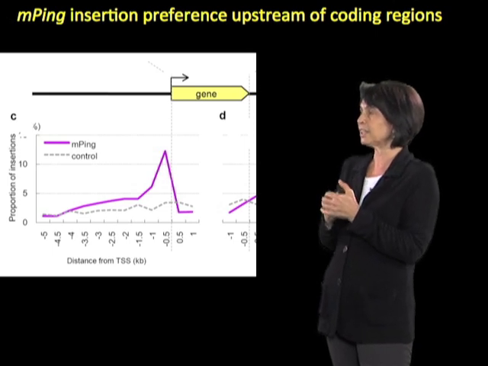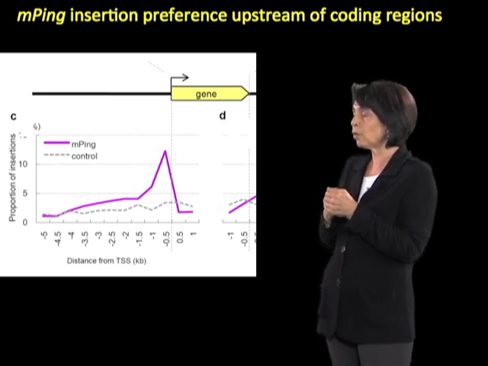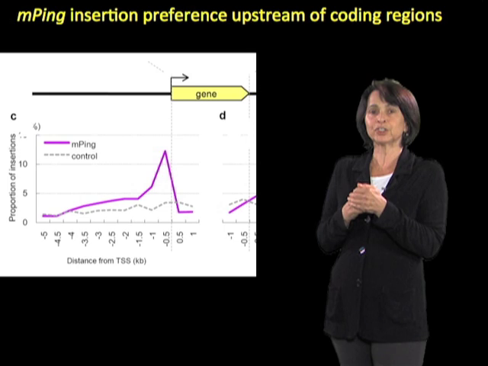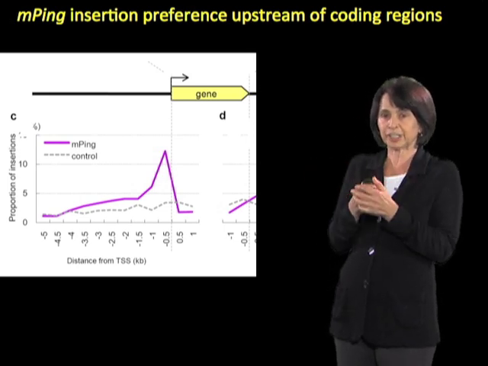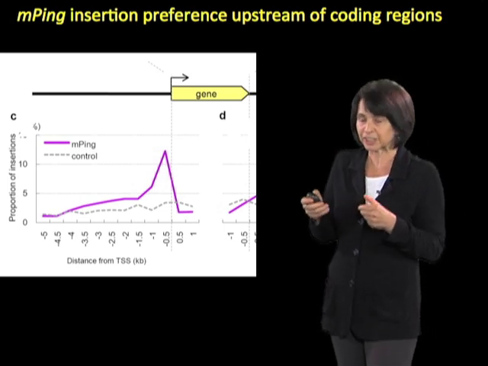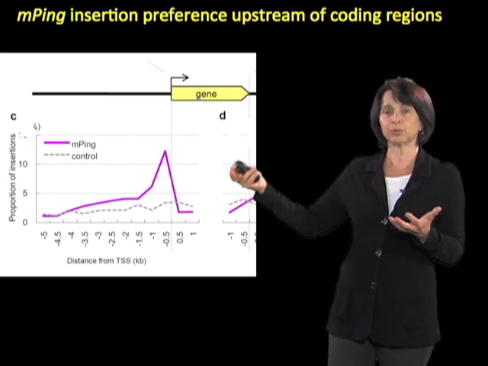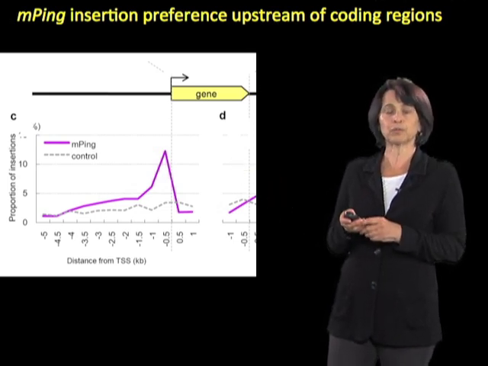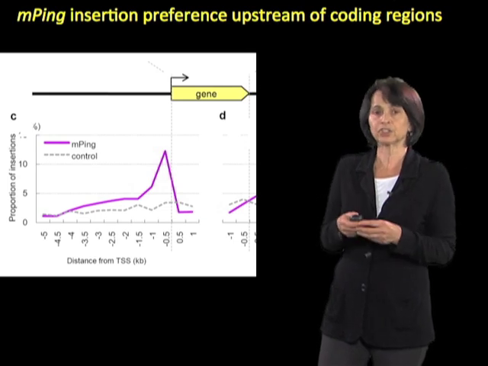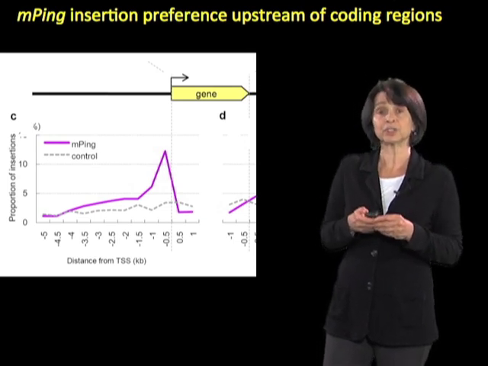So it seems that the Emping is avoiding insertion into dense chromatin regions, or relatively dense chromatin regions. But this is pure speculation at this point. It's the only thing that's consistent with this pattern of insertion, that is avoiding exons and a preference for insertion near the transcription start site.